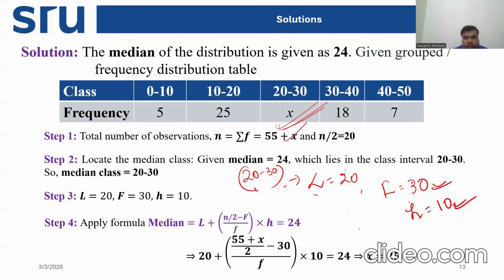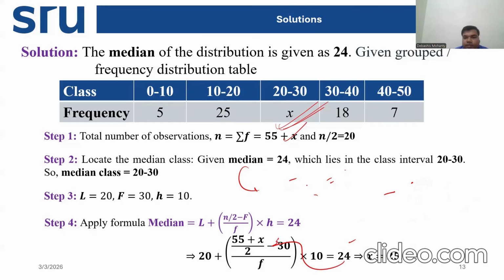Okay, students, so n by 2. N by 2 means n divided by 2. What is n? N is (55 plus x) divided by 2. So this value will apply here. After applying this value, we need to calculate the median.